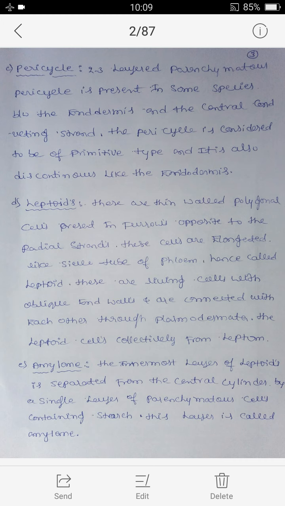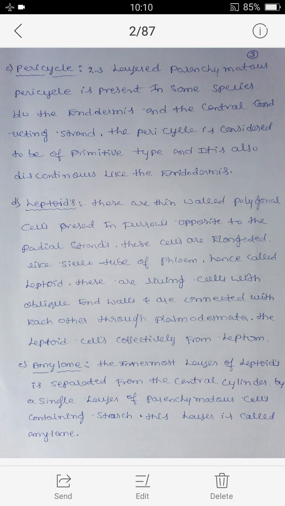Next is pericycle. A 2 to 3 layered parenchymatous pericycle is present in some species between the endodermis and the central conducting strand. The pericycle is considered to be of primitive type and it is also discontinuous like the endodermis.